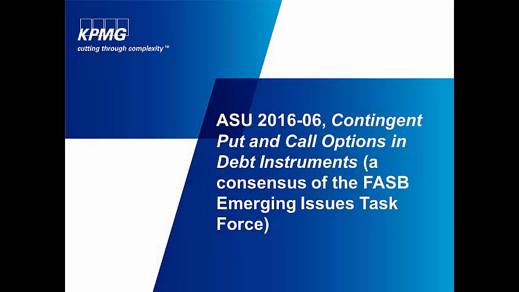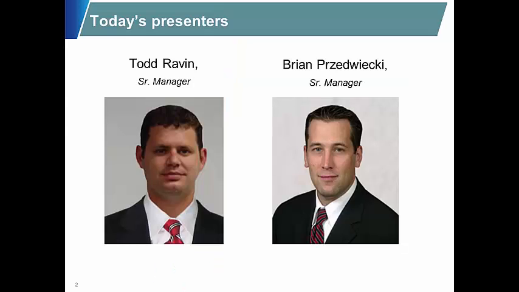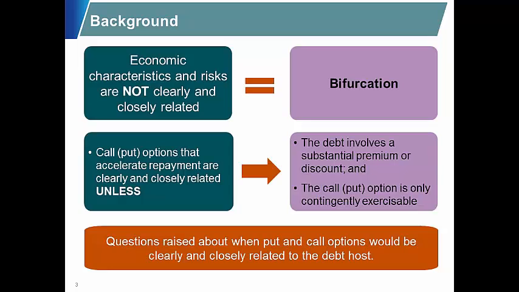In mid-March of 2016, the FASB issued ASU 2016-06 on contingent put and call options in debt instruments, a consensus of the EITF. My name is Todd Raven, and I'm joined by Brian Perdwicki, and we are both senior managers in DPP. So before we get into the issue, let's briefly talk about the background of embedded derivatives.